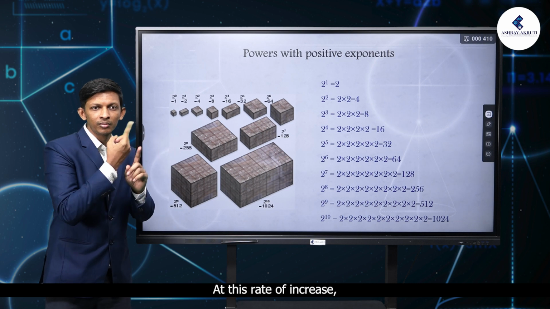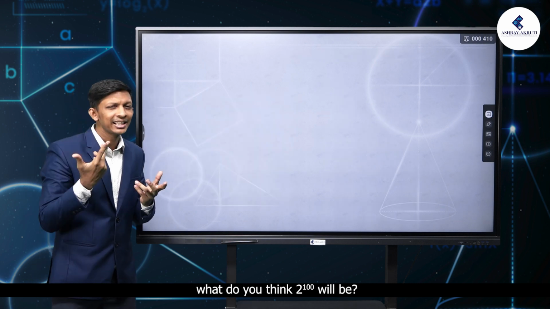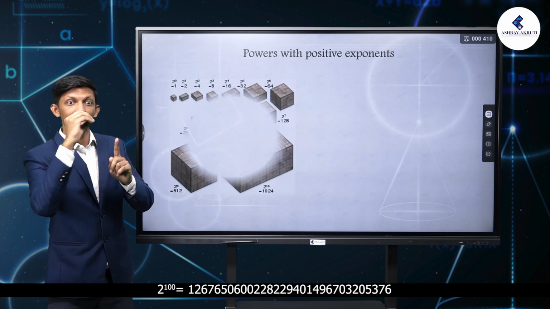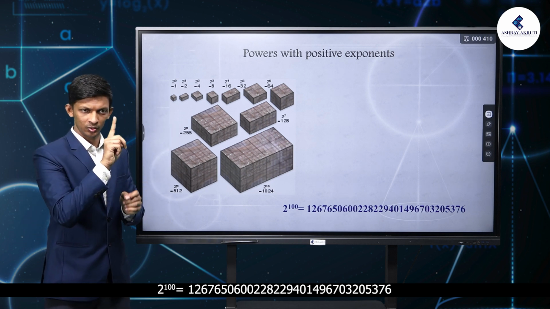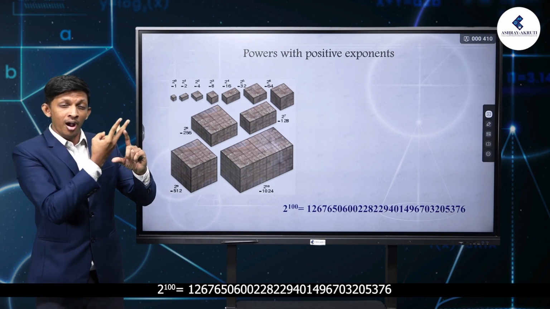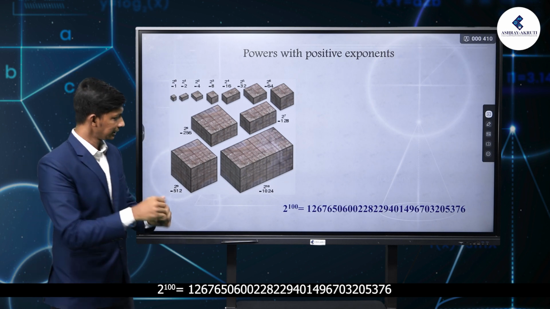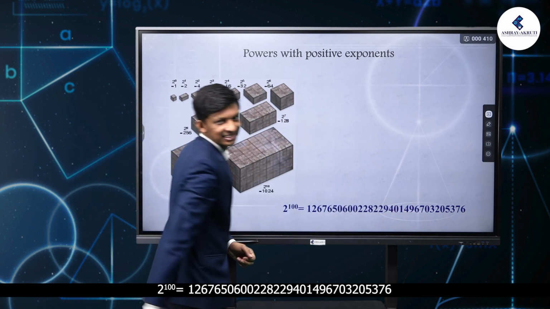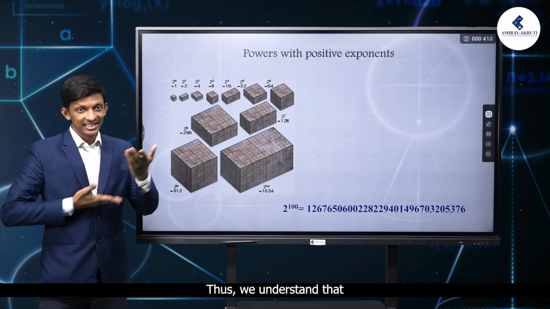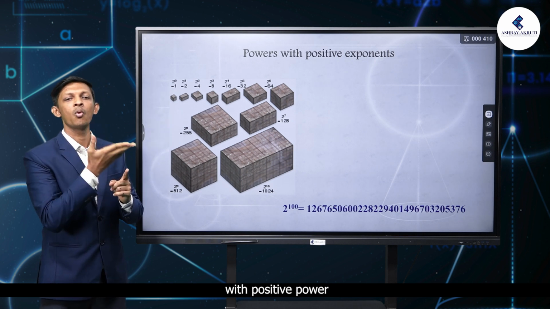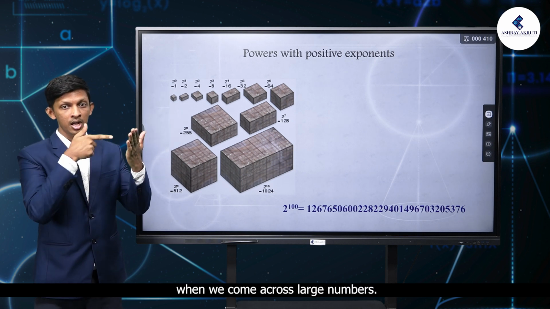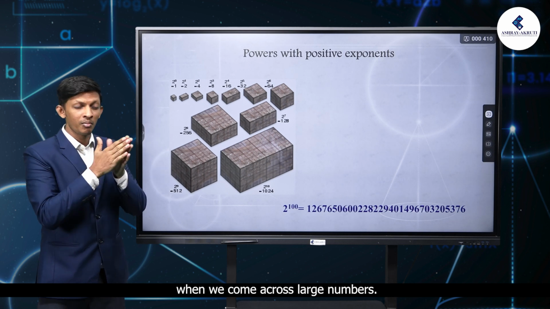At this rate of increase, what do you think 2 to the power of 100 will be? 2 to the power of 100 is equal to 12676 and so on. Thus, we understand that the positive exponential notation with positive power could be useful when we come across large numbers.